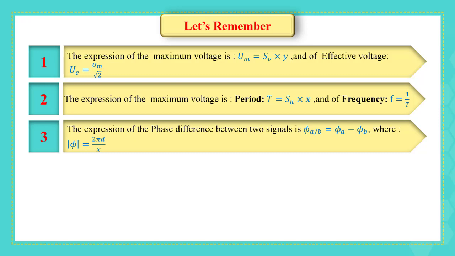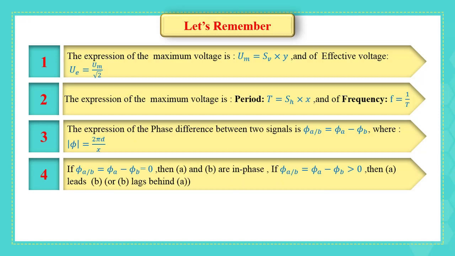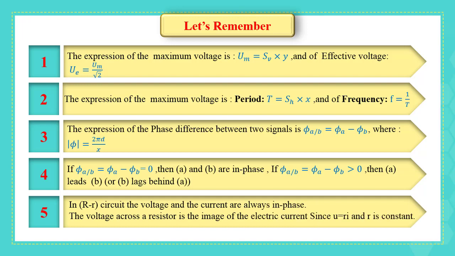3. The expression of the phase difference between two signals is phase of A with respect to B equal phi A minus phi B, where phi is equal to 2 pi d over x. If the phase difference of A with respect to B equals 0, then A and B are in phase. If the phase difference of A with respect to B is greater than 0, then we can say that A leads B or B lags behind A.